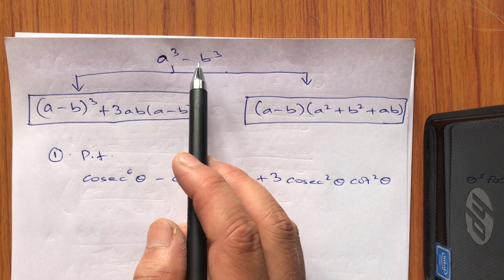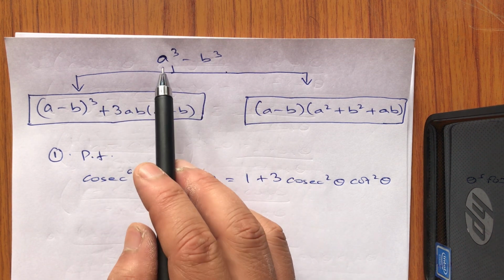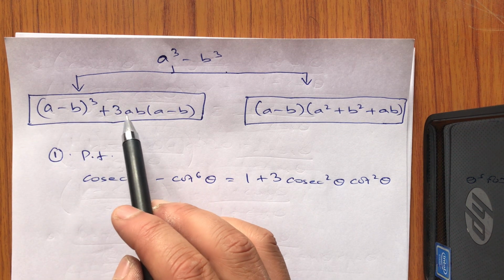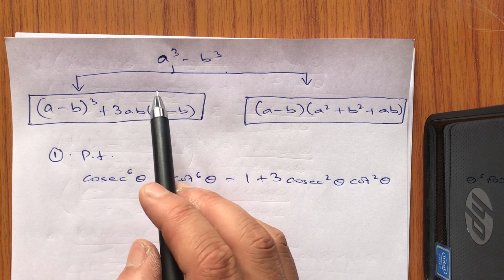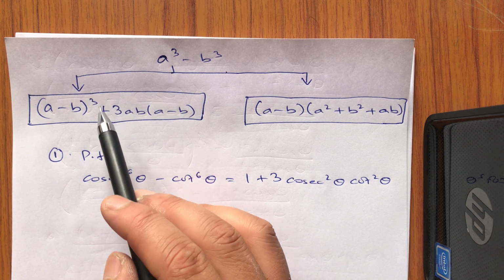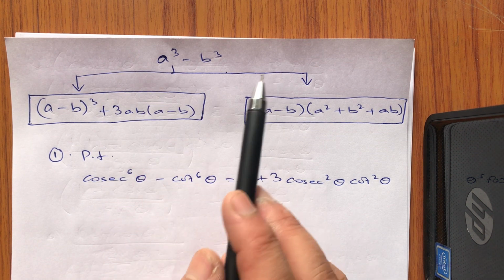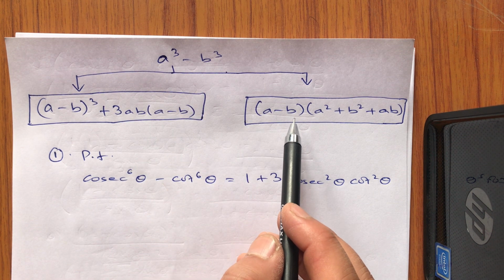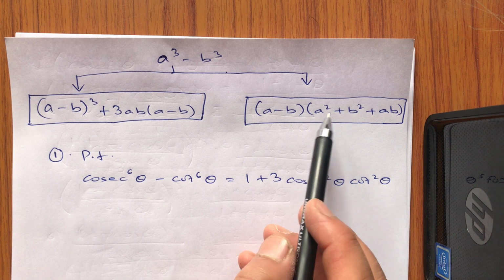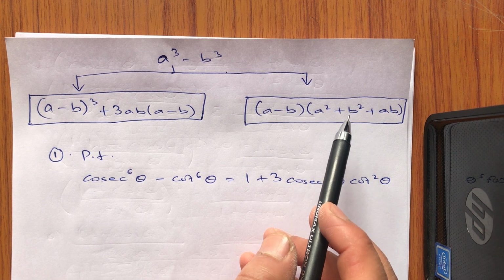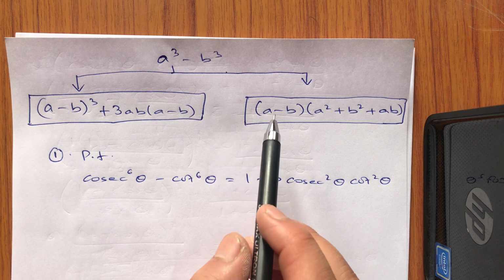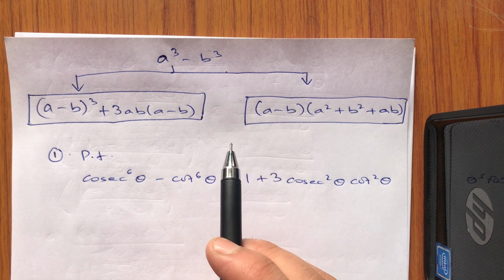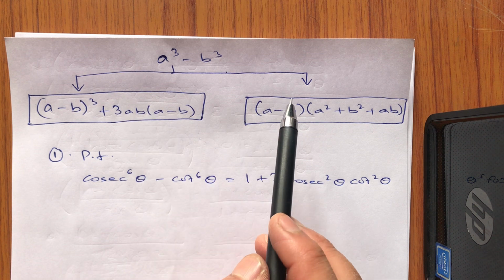Now for a cube minus b cube, we have two formulas. One formula is a minus b whole cube plus 3ab bracket a minus b. This is what you'll have to remember. That's the first formula. And then we have another formula for a cube minus b cube, that is a minus b bracket, and then the other bracket you'll have a squared plus b squared plus ab. So these are the two formulas. You'll have to remember both because, according to the question that has been given, we'll have to use either this formula or this formula.